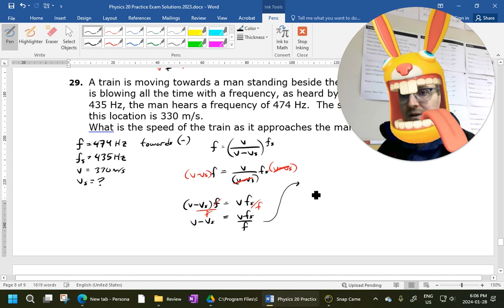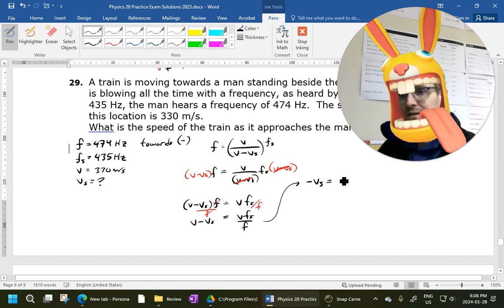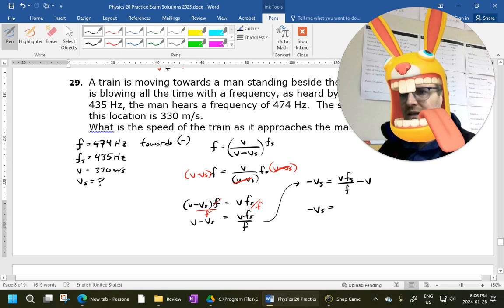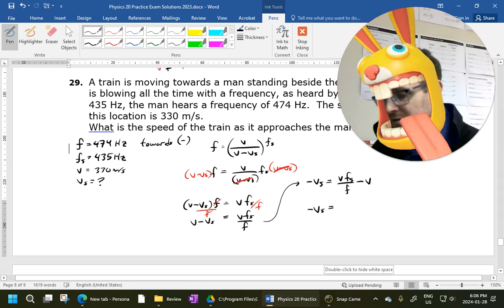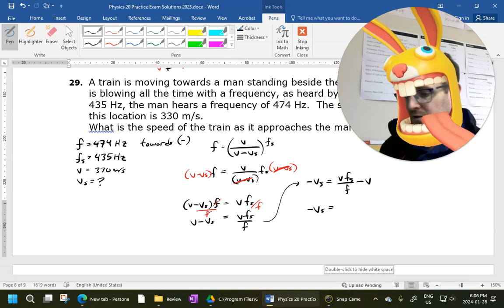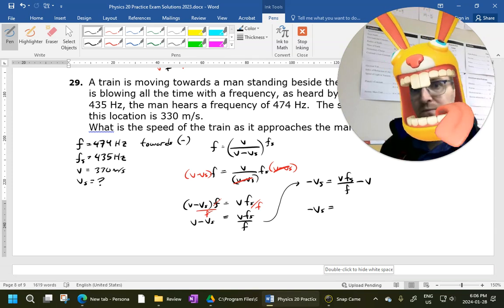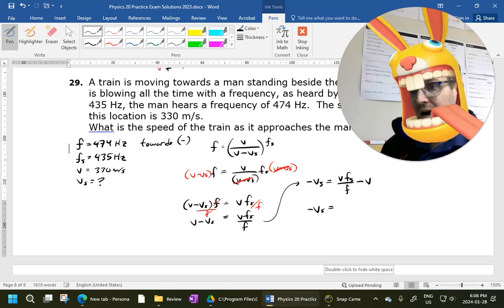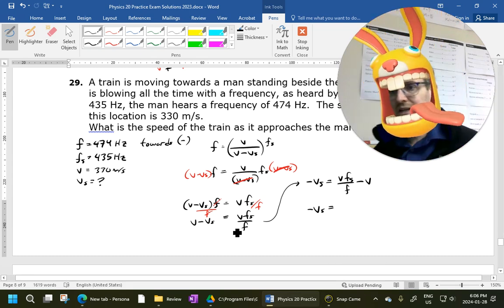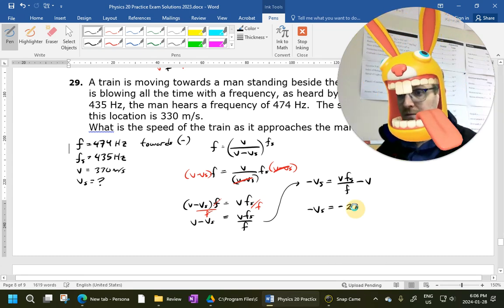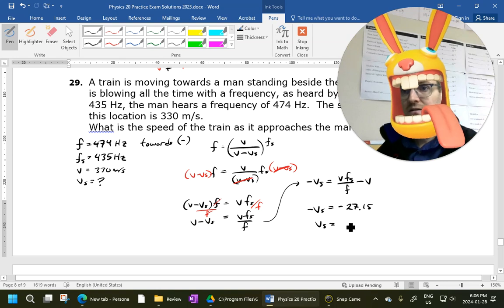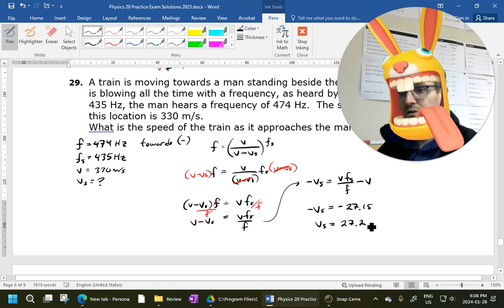And then my last-ish step here is the minus over that V. I'm going to leave the negative Vs on that side. I'm going to take the F minus V. We're going to deal with the negative later. So right now we have V and negative Vs. I can just put all the numbers in now. We're going to end up with a negative number, hopefully. If we don't, then we did something wrong. So 330 times Fs divided by that other number, 474, minus V again. So we get a negative 27, which is good because we have negative Vs is equal to negative 27, which means Vs is a positive number. It's 27.2 meters per second.